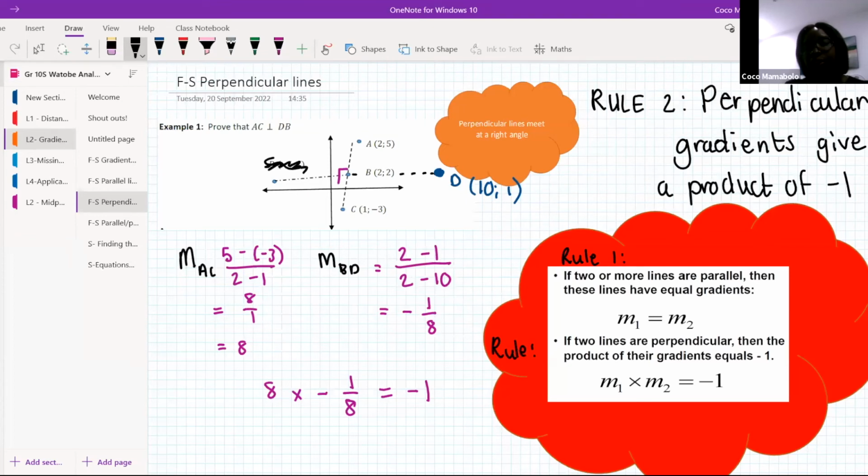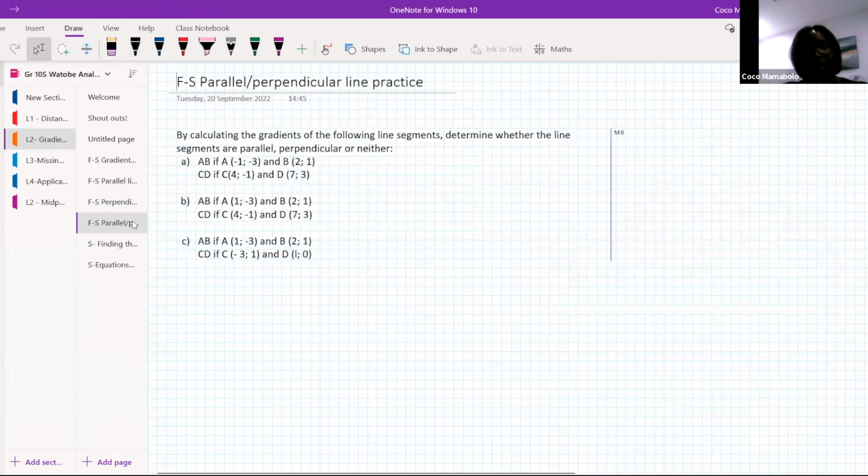If two lines are perpendicular, the product of their gradients is -1. These are the two rules that we need to remember. Take a screenshot, or write them down very quickly: parallel, M1 equals M2; perpendicular, M1 times M2 equals -1. Okay, all right, guys.